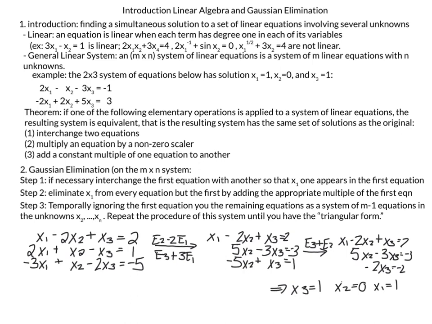So adding these two together, I get 0x2. Adding these two together, I get minus 2x3. Adding these two together, I get minus 2. So this is triangular form. In other words, each row, we get rid of one more term until we kind of have this triangle. And then we can back solve.